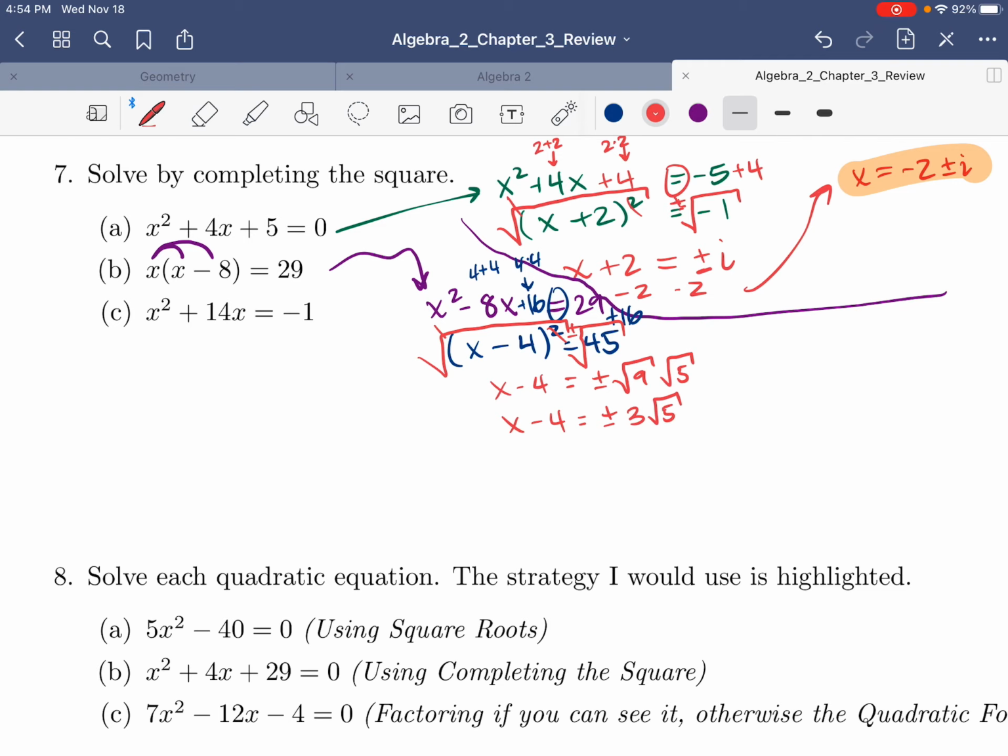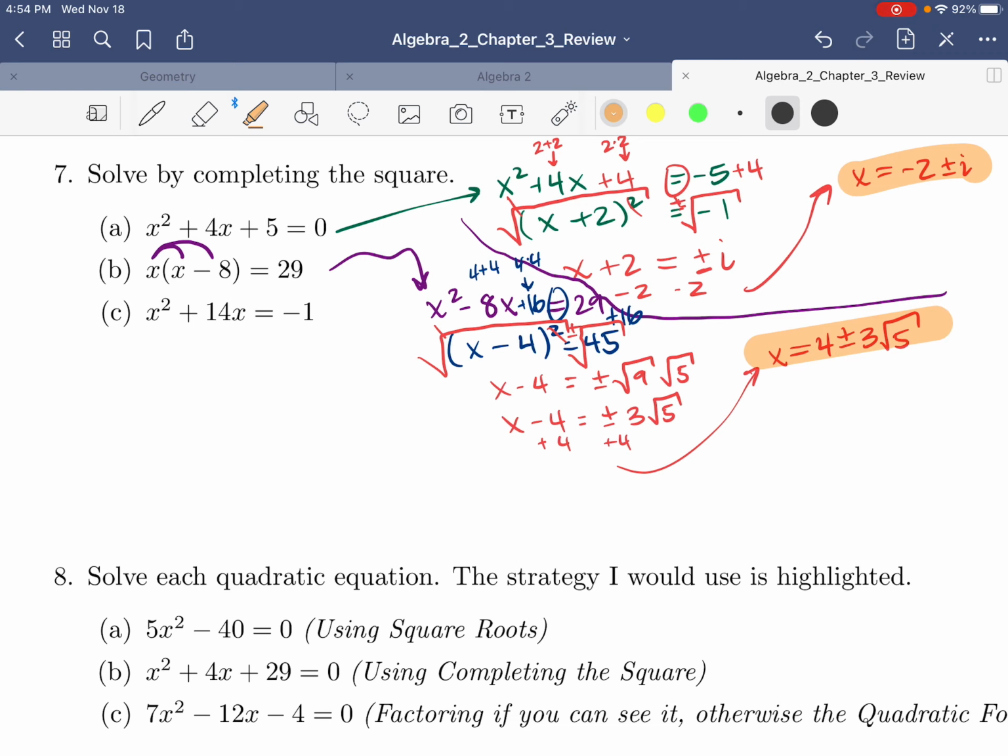Last step, get rid of the 4, so we're going to add it to both sides of the equation. And this gives us x equals 4 plus or minus 3 square root 5. And this is our answer for question B.